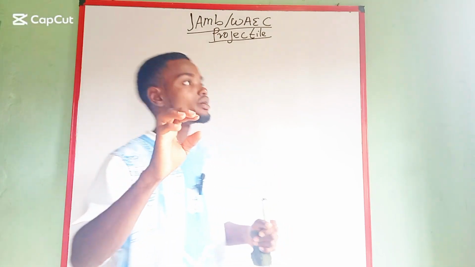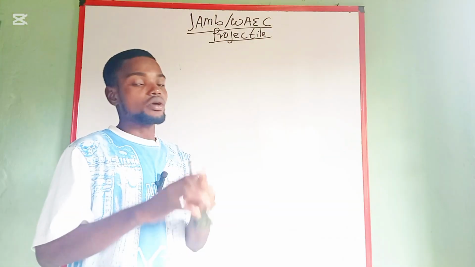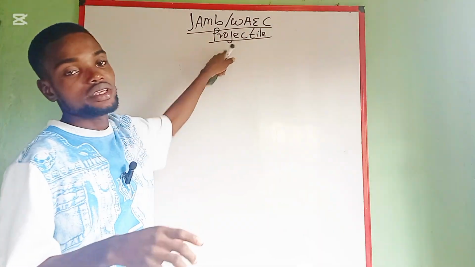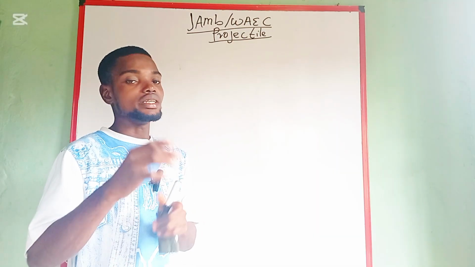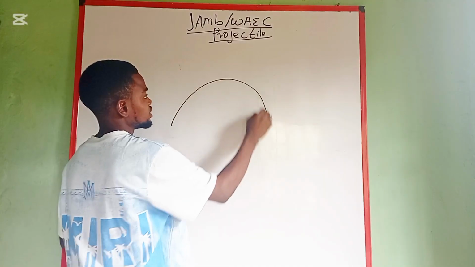Now we want to look at projectile formulas you need to know as a JAMB or WAEC student, or any science student you want to be. So projectile means the parabolic movement of an object in free space. What I mean by parabolic is something that goes like this.